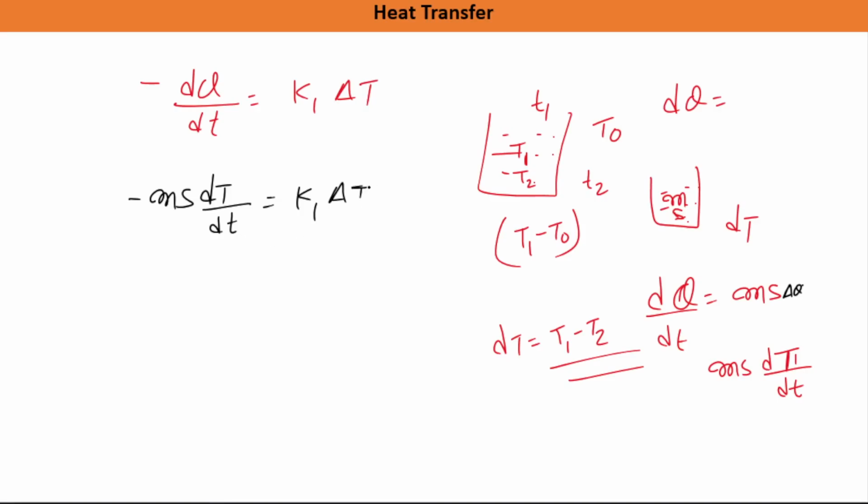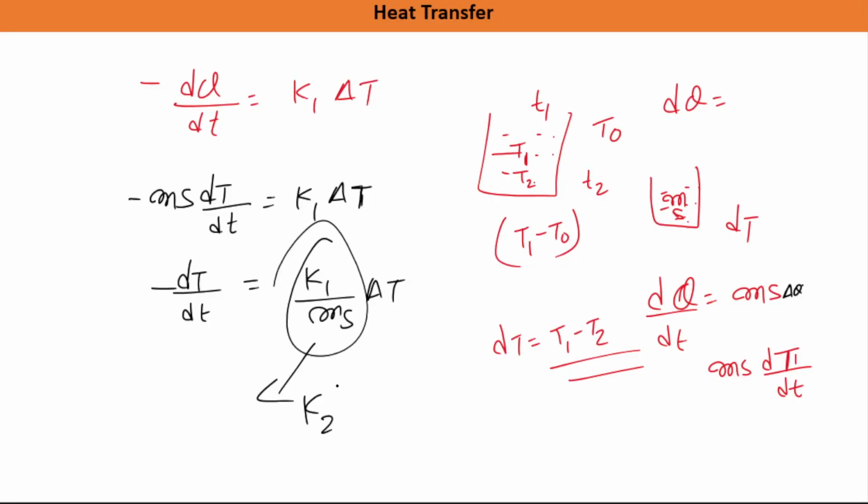So this will be dT by dt minus is equal to k1 by ms delta T. So what is this? This is k2, right? So k2 में एक्स्ट्रा फैक्टर आ रहा है, मास भी काउंट हो रहा है और स्पेसिफिक हीट कैपेसिटी भी काउंट हो रहा है. डन है? So ये सारे k1 and k2 का फैक्टर्स है.